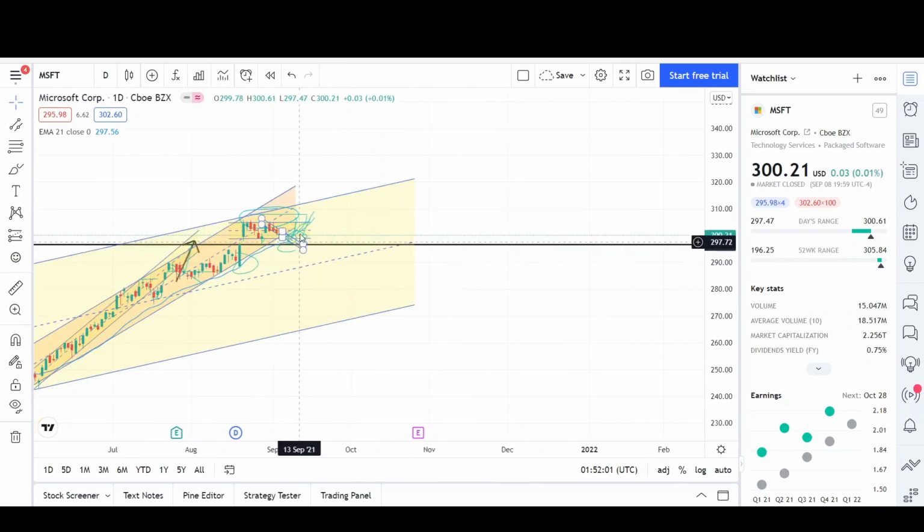But if we do continue in any direction, it will probably be up, just because this trend is really strong and looks like we just had that first break outside. So we could potentially make that new high before seeing a correction, and I'll let you guys know what happens. So let's just take a quick look at the weekly chart now.